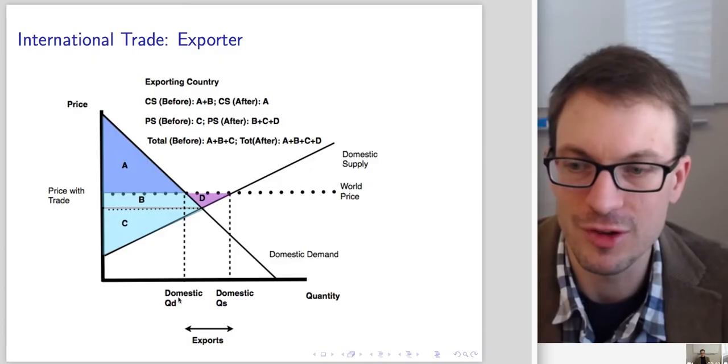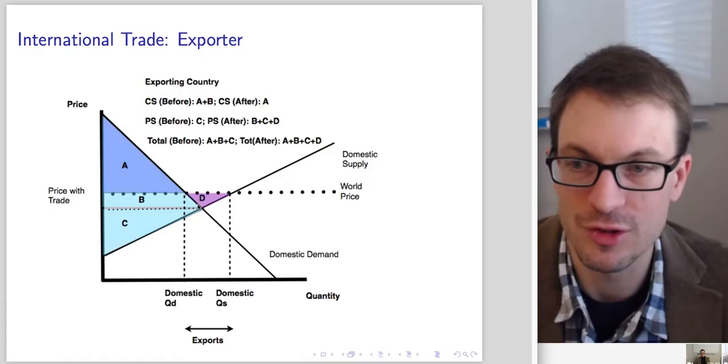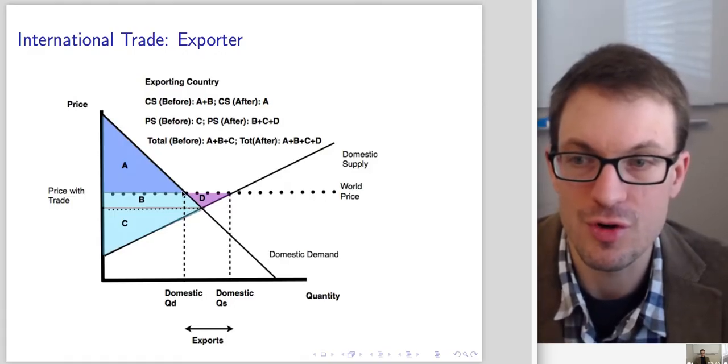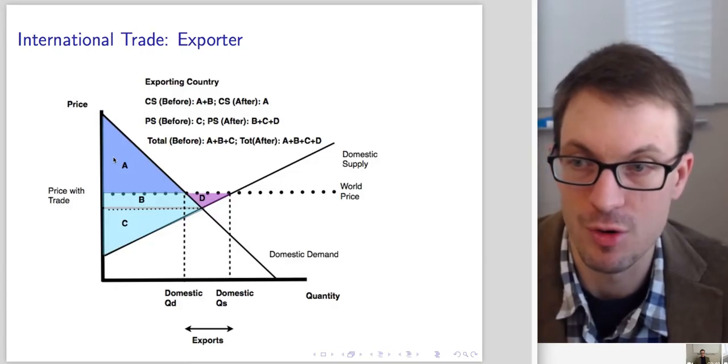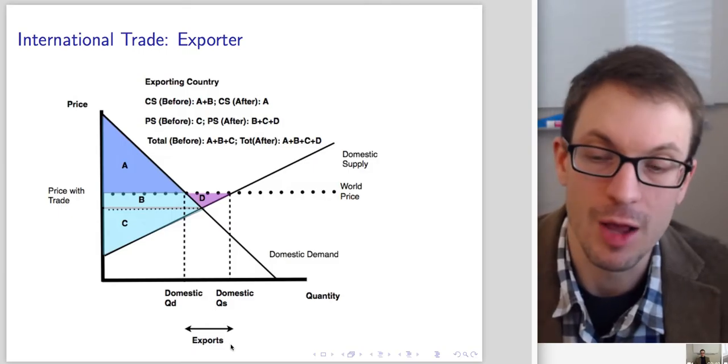This is the domestic demand. This is the quantity demanded domestically at the world price. It's smaller than what it was at the domestic price. When we open up our borders to free trade and become an exporter, it hurts domestic consumers. They buy less, they pay more for what they're buying. But it helps domestic firms.